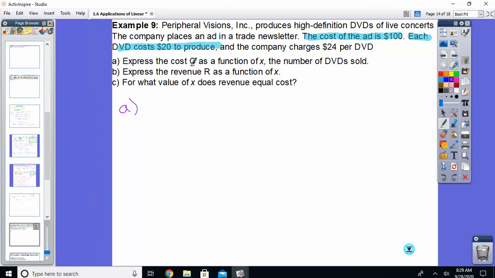We can do function notation. We've learned that at this point. It says cost is a function of x, so instead of writing y equals, I'm going to put c of x equals, just c for cost. So if you're talking about the cost to the company, what is the repeated cost? The thing they're going to pay more than once? $20. That's their slope. So 20x plus, what is the one-time cost? The $100 for the ad. So there's our equation. C of x equals 20x plus 100.